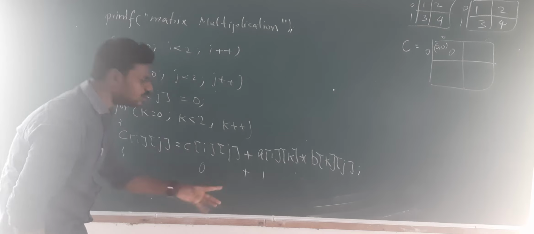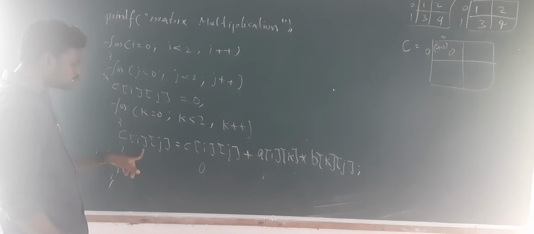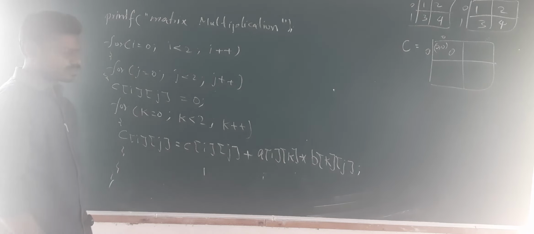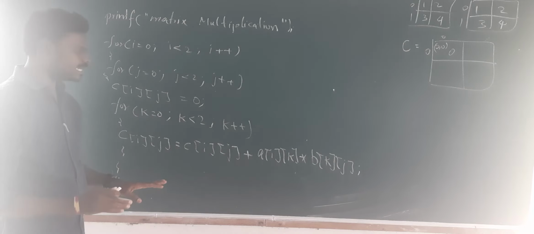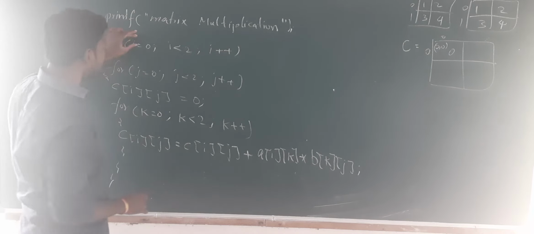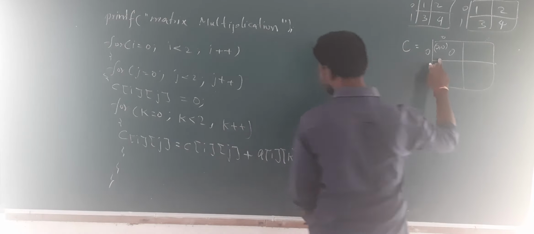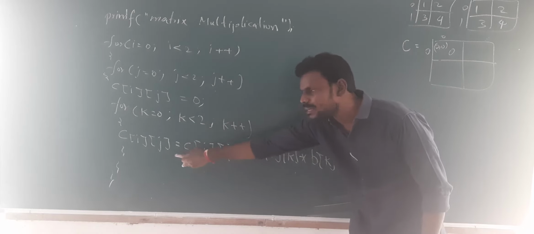So 1 plus 0 will return us 1 only. So in case of C of I 0, I have placed 0 here. And after that, K is also 0, 0 less than 2, as it is 2, I am entering into this.